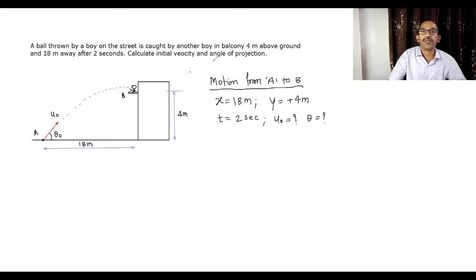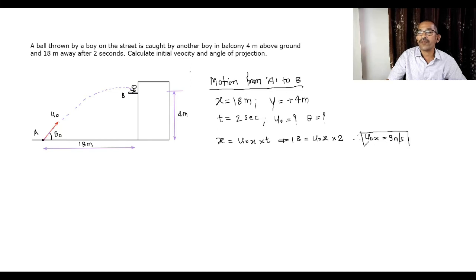Along the x-axis there is only one equation, x equals u0x into t, where u0x is the horizontal component of velocity. x is known, which is 18, u0x is unknown, and time t is 2 seconds. So the initial horizontal component of velocity is 18 by 2, which is 9 meter per second.